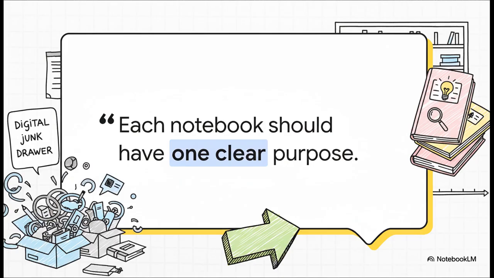All right, listen up because this is the most important part. If you take away just one thing from this whole explainer, let it be this. Each notebook should have one clear purpose. Seriously, that's it. This one simple rule is the secret sauce. It's what's going to get you those sharp, accurate answers from the AI, and frankly, it's what's going to keep you from going crazy as you add more and more stuff.